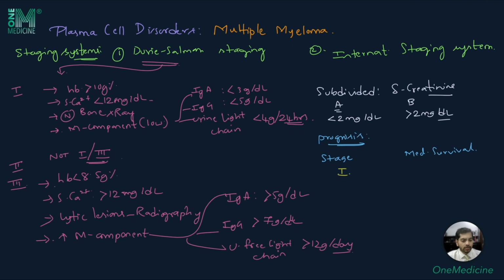A patient in stage 1A has a median survival of 61 months. Stage 2A or B has a median survival of 55 months. Stage 3A has a median survival of 30 months. And stage 3B has a median survival of just 15 months.